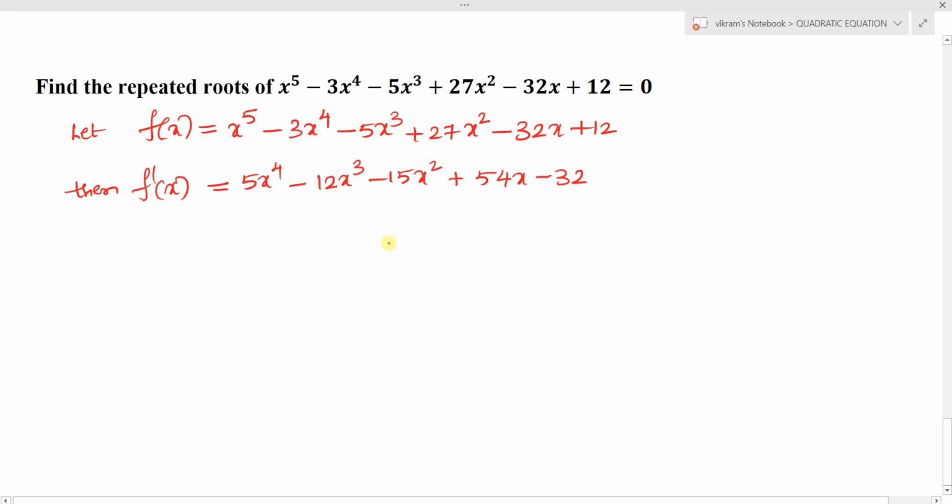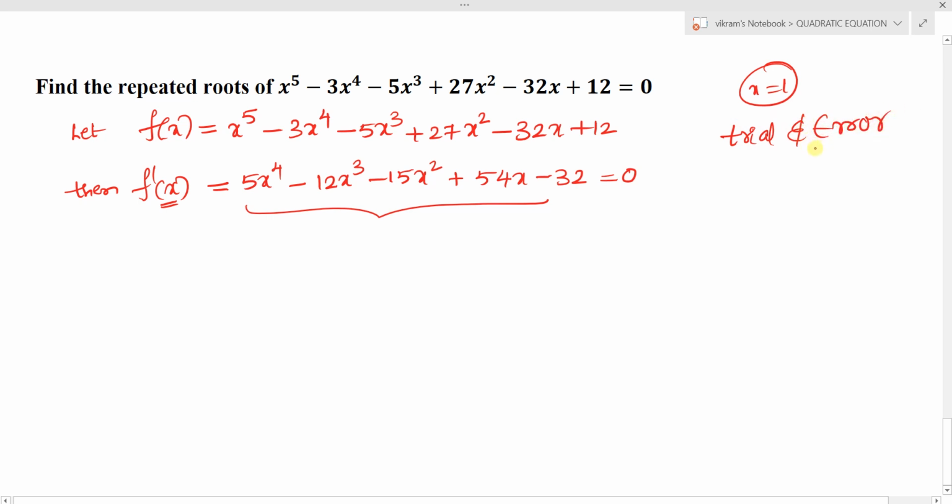And here to find out the roots, we need to make f dash of x equal to 0. For what value of x will this total polynomial be 0? If the sum of the coefficients is 0, directly x equals 1 is a root. But here the sum of the coefficients is not equal to 0. Then to find out the values of x, we have to use the trial and error method.